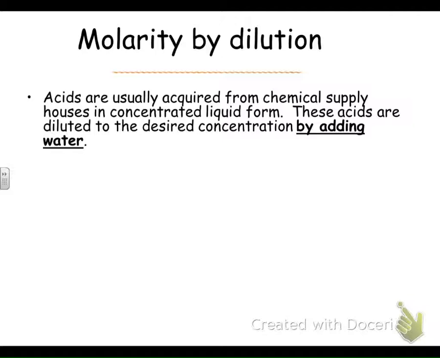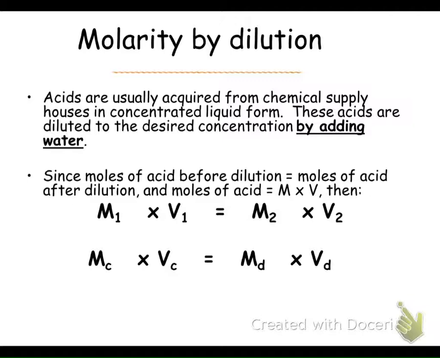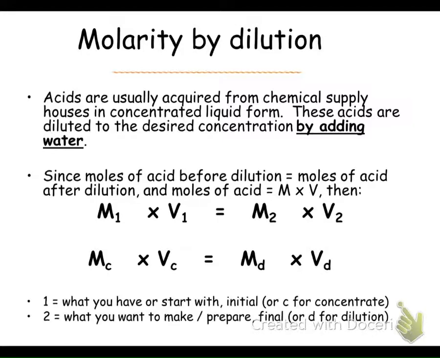We always add acid to water. We never add water to acid. Since moles of an acid before dilution equals moles of an acid after dilution, and the moles of an acid are equal to M times V, then we know that M1V1 equals M2V2. So molarity of your concentrate times volume of your concentrate equals molarity of your dilution times volume of the dilution. It's a very simple, straightforward M1V1 equals M2V2 equation.